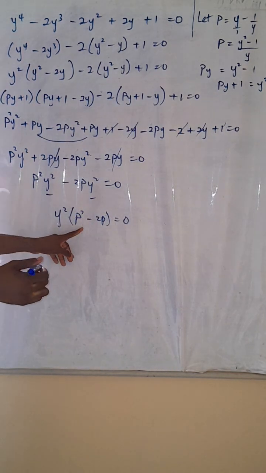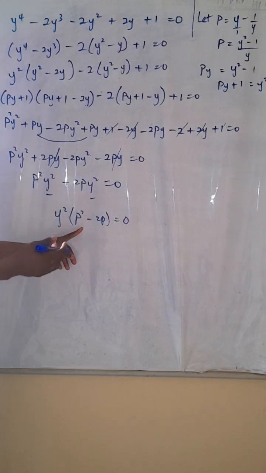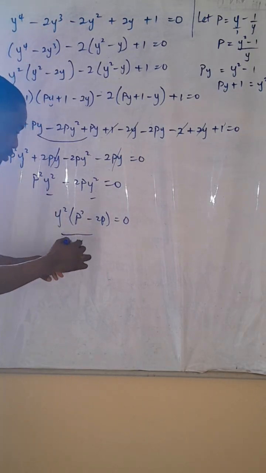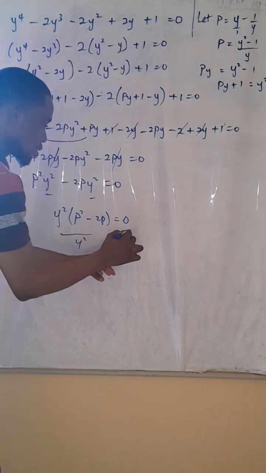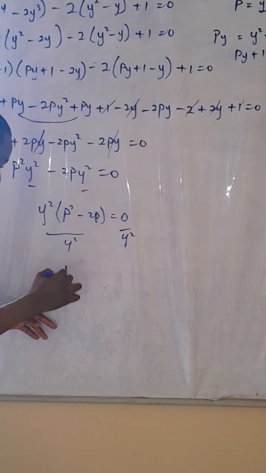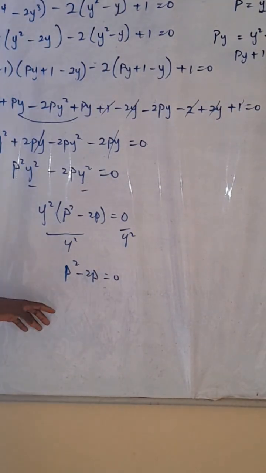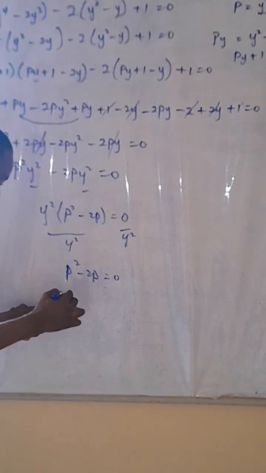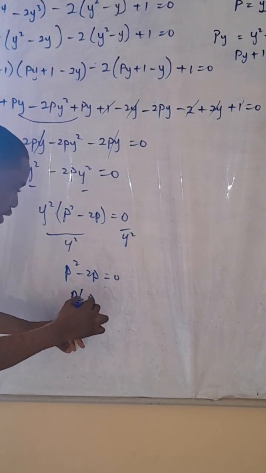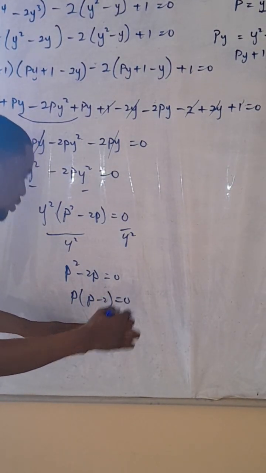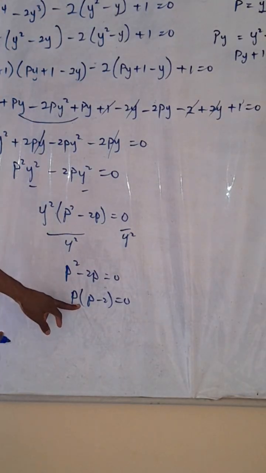Since I want to solve with p, since I'm solving with p basically, let's divide through by y squared. What remains? I have p squared minus 2p equals to 0. So that is p into what? P minus 2 all equals to 0. You can solve it quadratically.